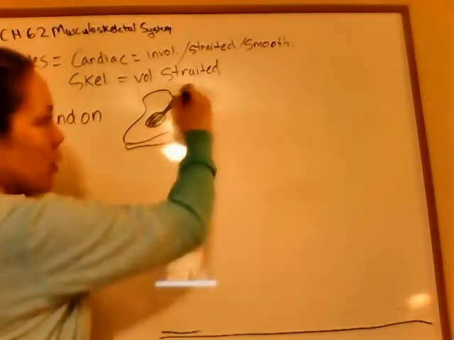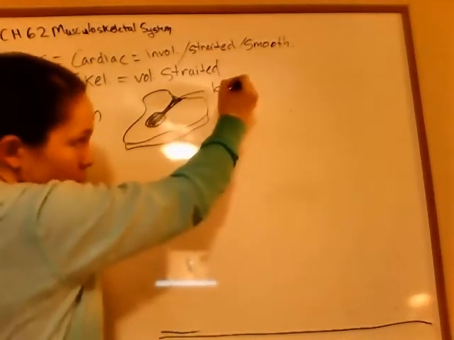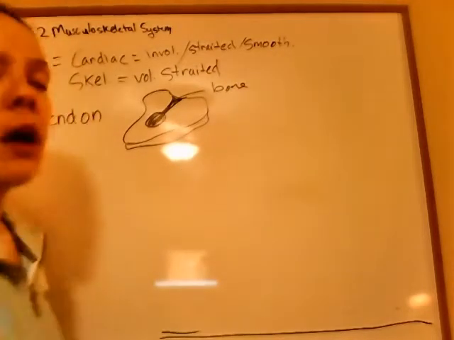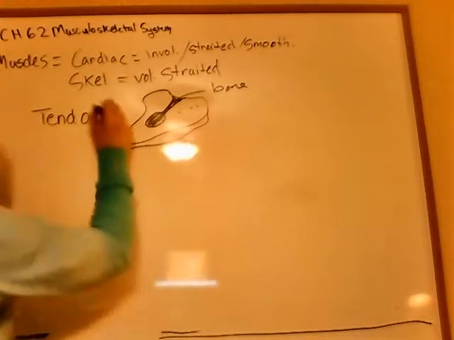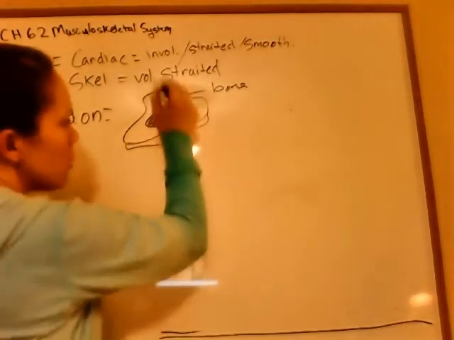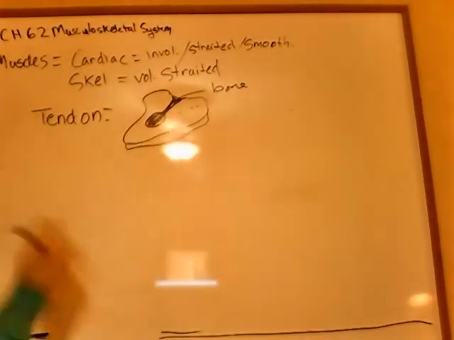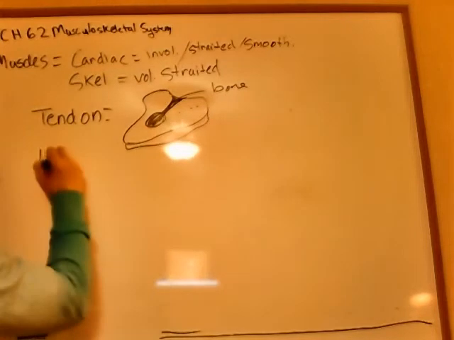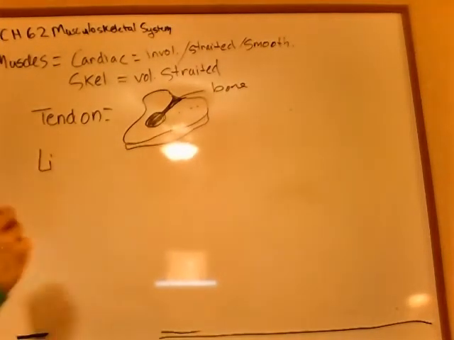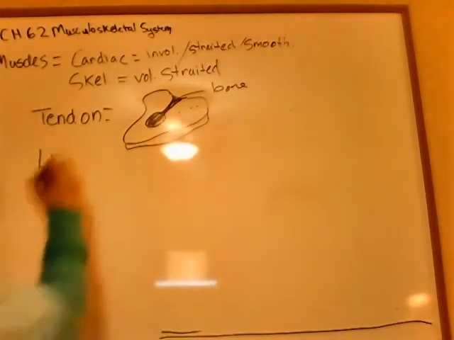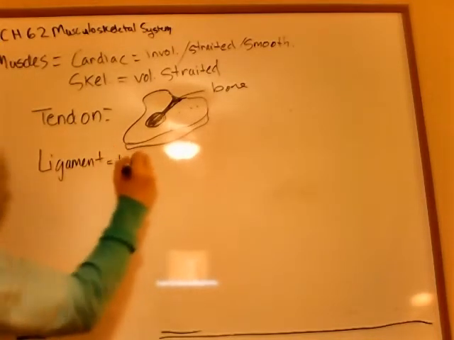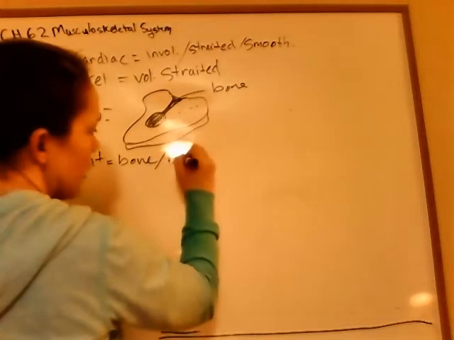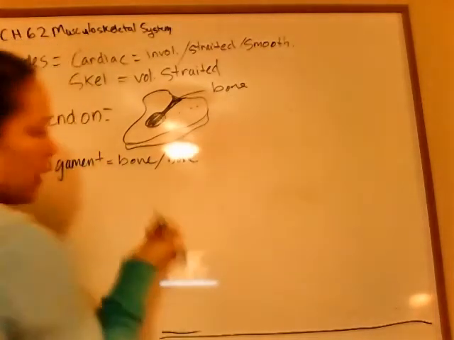T-bone steak, you have a bone in your T-bone steak. All right, and then you have the meat, which is muscle. So tendons attach muscles to bones. Muscles to bones. So think of T-bone steak. Ligaments, on the other hand, are going to attach bone to bone. So that's a bone-to-bone attachment. You're going to find this a lot in joints, things of that nature.